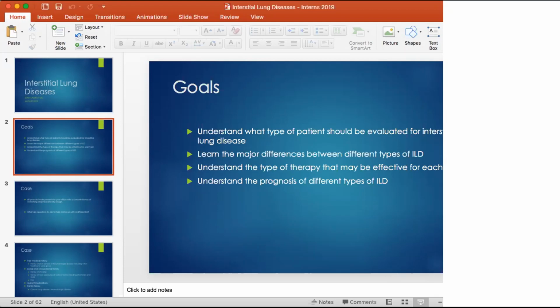Okay, so interstitial lung disease, it's a diffuse parenchymal lung disease. It's not just one thing though. There's a lot of different conditions that can cause different types of interstitial lung disease with completely different prognosis and completely different therapy.